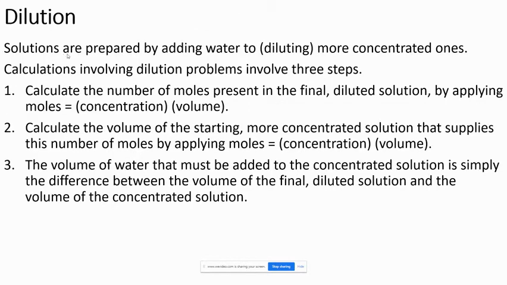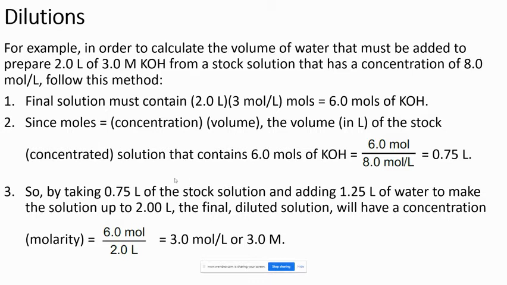So when we look at solutions and we're creating these, you add water to the more concentrated ones, and you can figure that out. So we calculate the number of moles present in the final diluted solution, and we equal that to the concentration and the volume. So we calculate the volume of the starting, more concentrated solution that supplies the same number of moles. And then the volume of the water that must be added to the concentrated solution is simply the difference between those. So here's an example of what we're talking about.